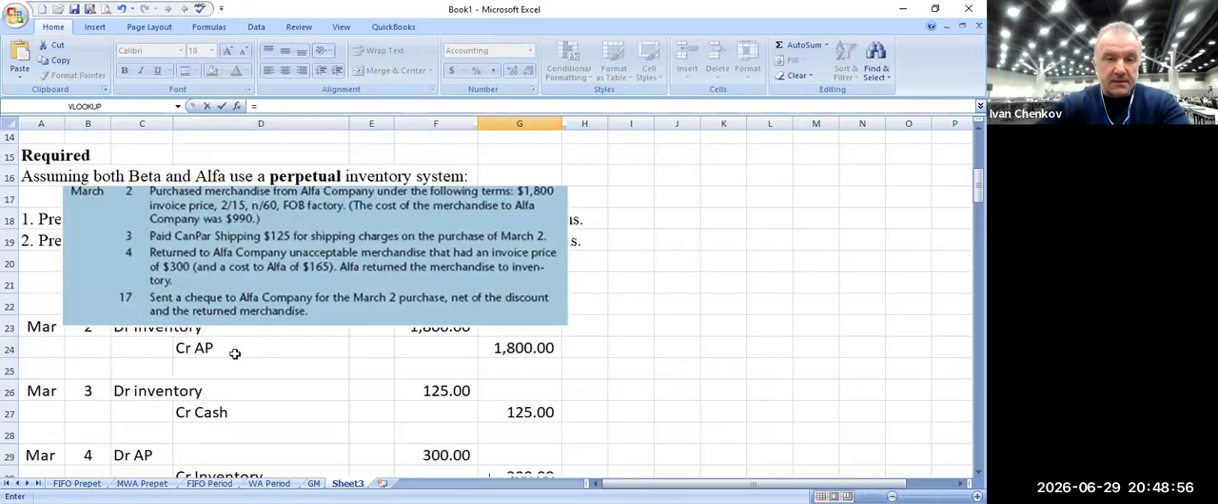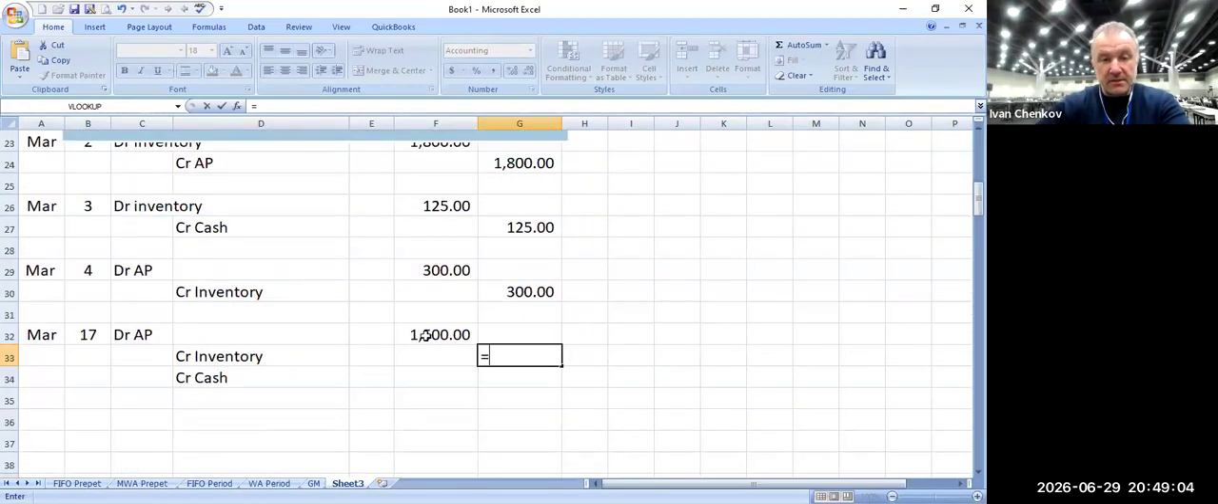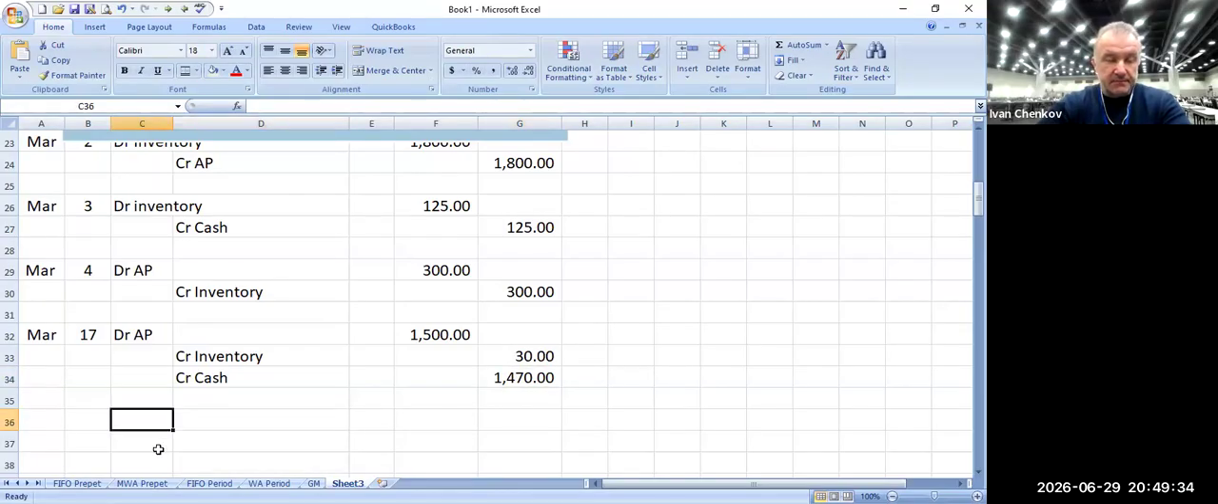And the cash discount, as we can see, is 2% if we pay within 15 days, but that's on the outstanding balance, which is 1,500. So we're going to have 2% times the outstanding balance 1,500. That's going to give us a $30 discount. And we have to pay the remaining as cash. So the cash that we're going to pay is only $1,470.